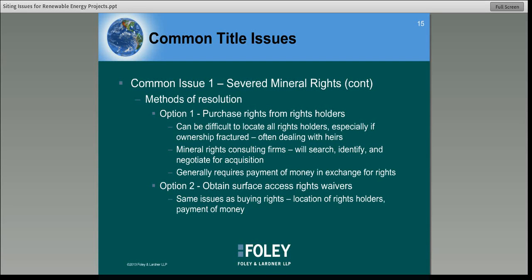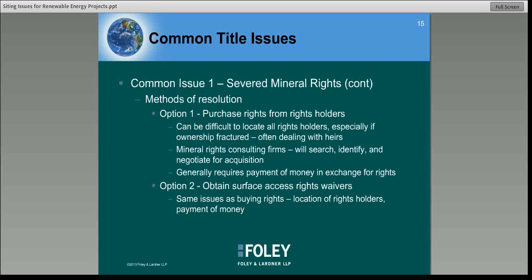So what are some of the ways that you can resolve these issues? Number one is you can actually go out and purchase the mineral estate or subsurface rights from the rights holders. When you can do that, it's a very clean solution. You then own all the rights, so there's no third party that can claim rights in the mineral estate.